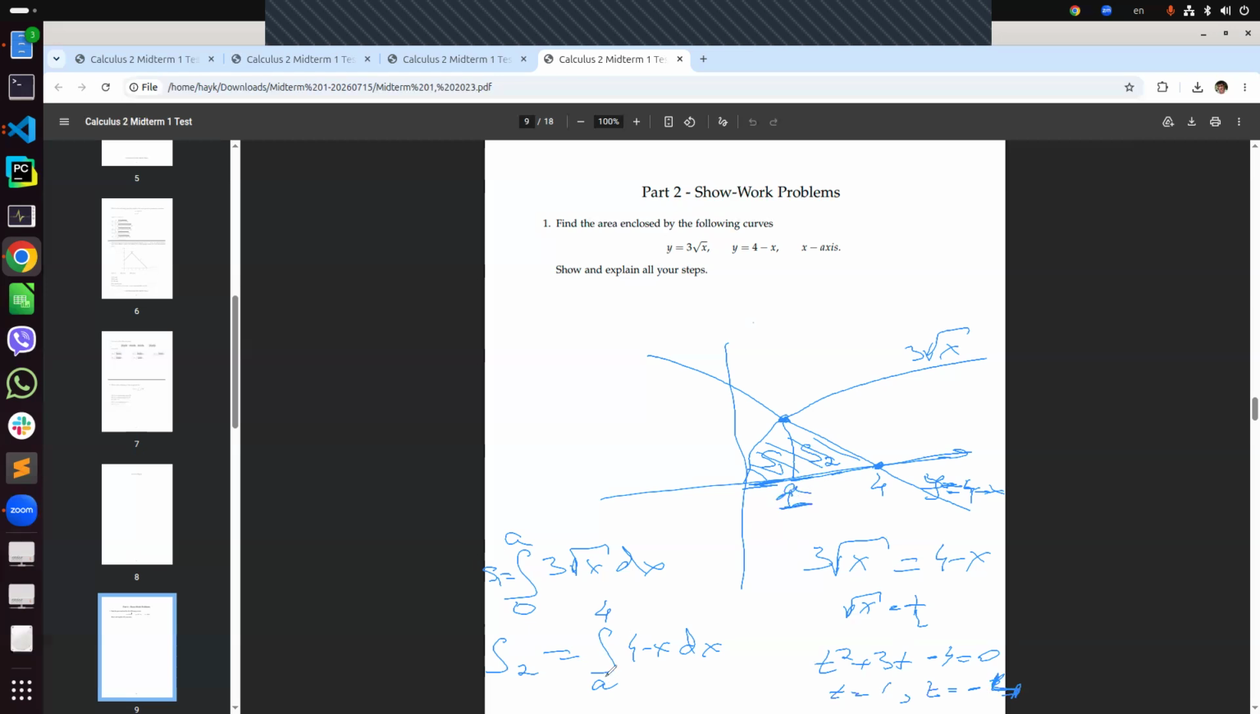Hence we have from 1 to 4 a very simple integral, and from 0 to 1 the integral of 3 root of x. Again, obvious examples. So here the trick was to split the domain into 2 parts. Now, question. Is it possible to calculate this area within only one integral?